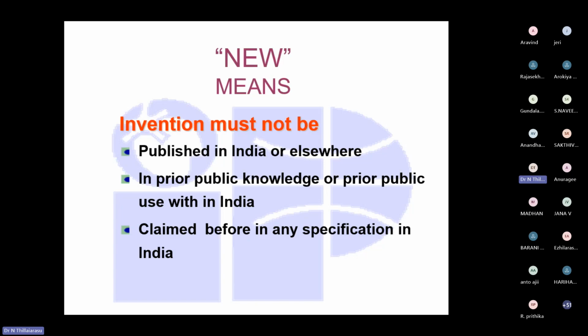Prior public knowledge or prior public use within India, we can find. There is a database in which you can easily find all these things. I'll tell you how you are supposed to get that. And whether anybody has claimed before in any specification in India a particular product. Like some machine I found, some machine I use for agriculture. Nobody has used this agricultural machine anywhere, nobody has designed it the same way as you designed it for agricultural utilization. So you are claiming something nobody has claimed. This is all about what new means.